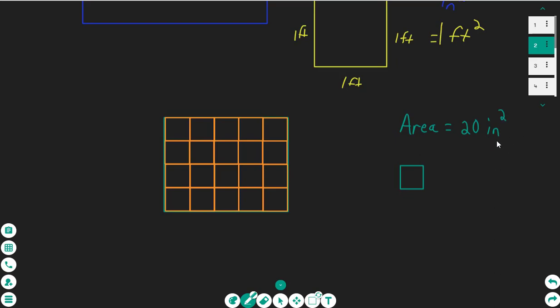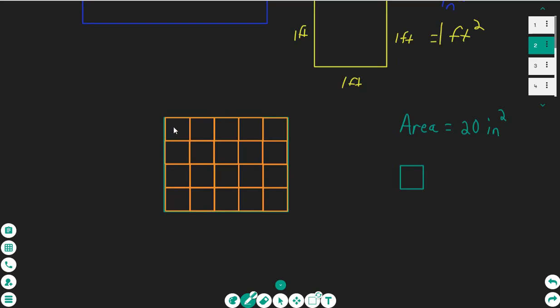Notice this is very important. It's not inches. That would be the wrong unit. It makes no sense to say that the area is 20 inches. All right, it has to be 20 squared inches because now we're using 2 dimensions. We're using a length and a height, or a width and a length, you might say. All right, so knowing this, let's look at rectangles.